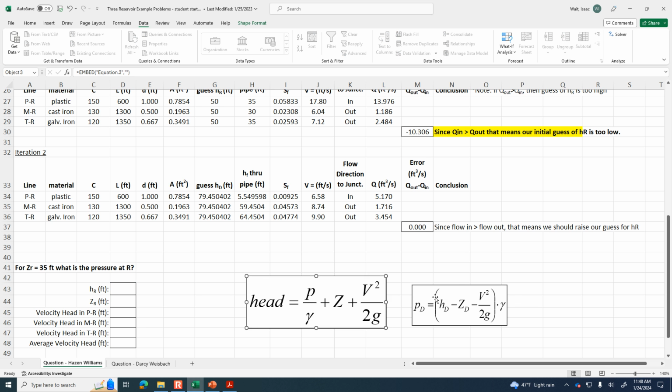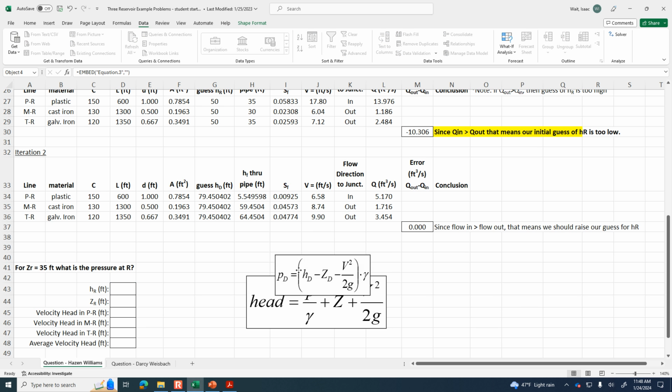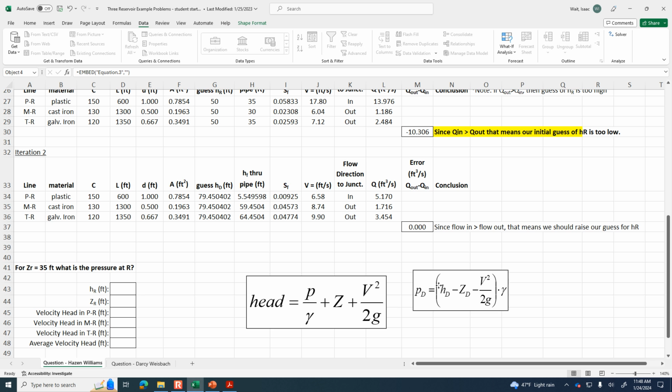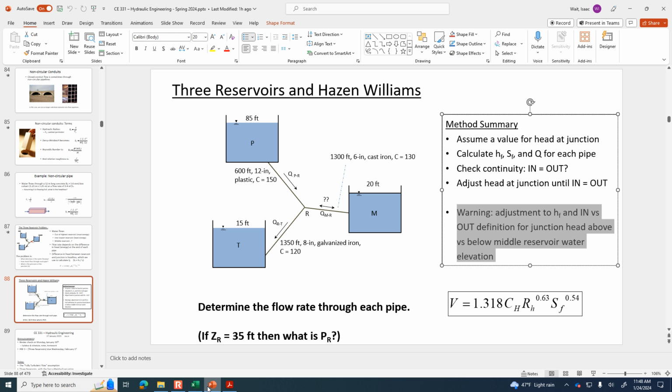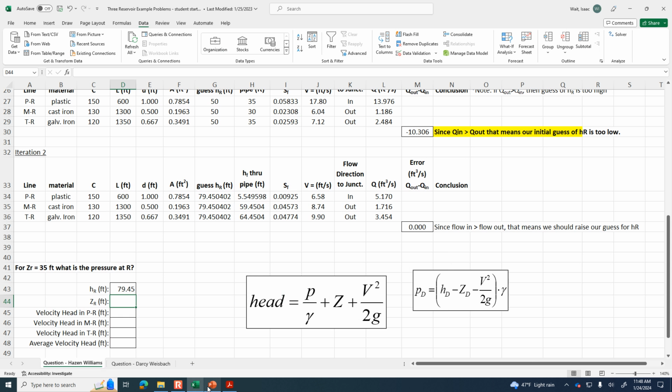So here are these formulas for how we would calculate the pressure at a location based on the head. So the head at location R, we said, is 70. By the way, this should say R, not D. See, I adapted this from another problem. Okay, so the head at R is 79.5. The elevation in the problem statement said it is 35 feet. So 35 is the given.